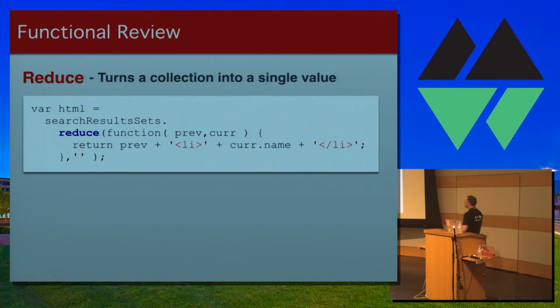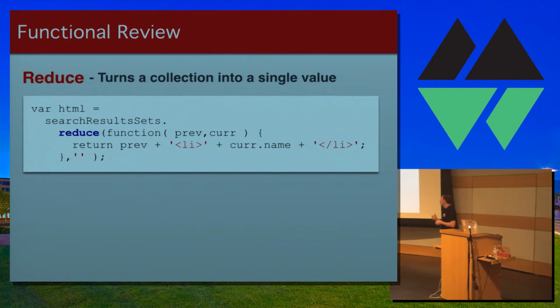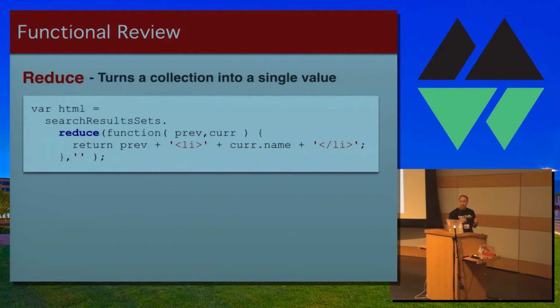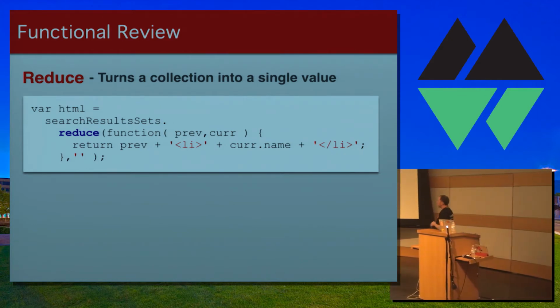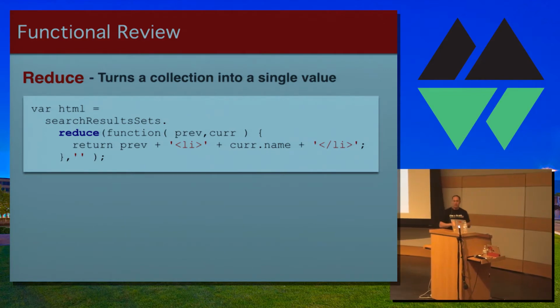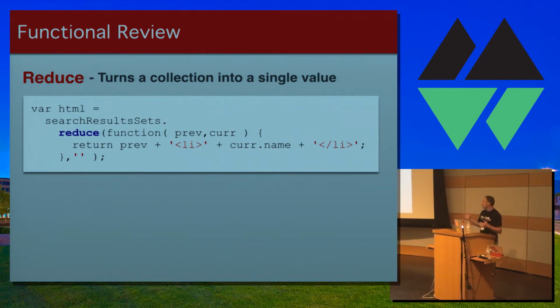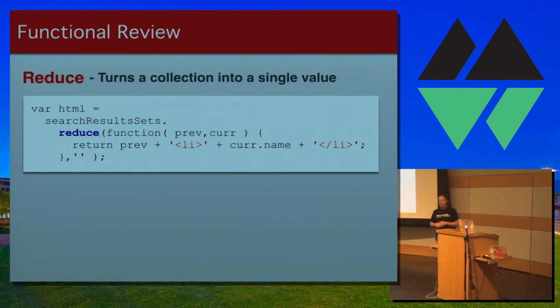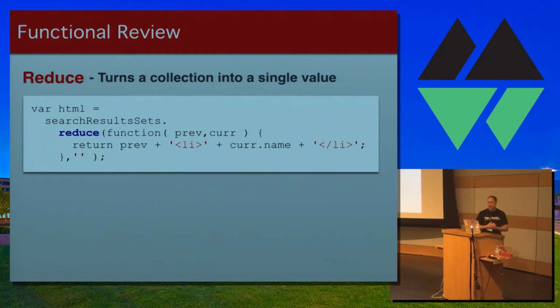Now reduce is a real interesting one. It basically takes a collection and turns it into a single value. Here we have a variable called HTML that's going to be equal to the reduction of that search results sets function. The projection function we pass in gets 2 arguments, previous and current. The previous argument is going to be whatever that function returned last, and the current value is going to be the next item in that collection. So here we're taking that search result sets, a list of values, and turning it into a single string of HTML that later on we can probably insert into the DOM.